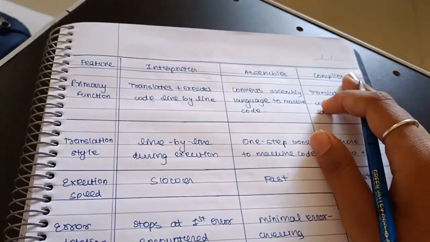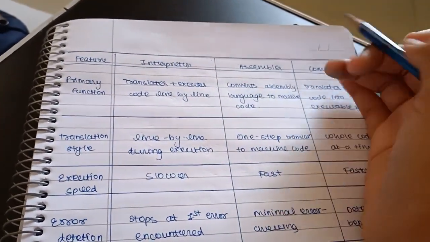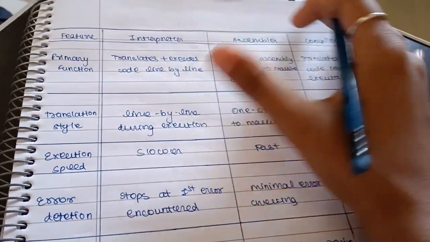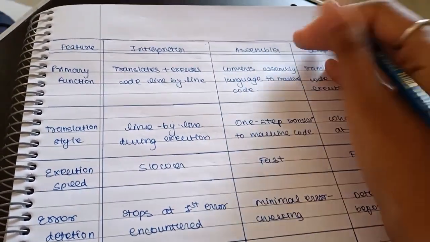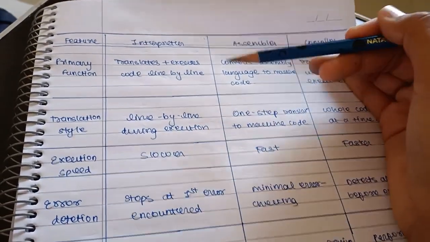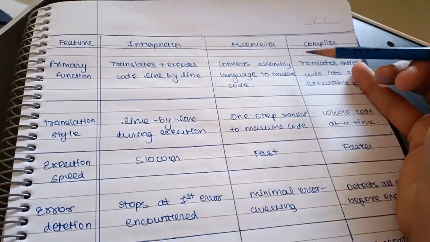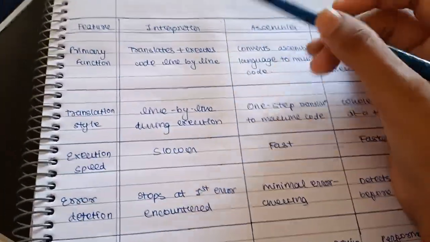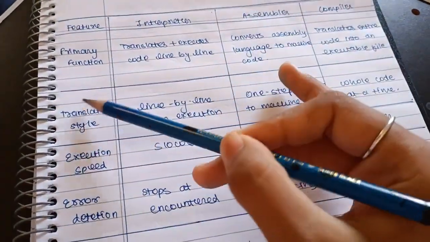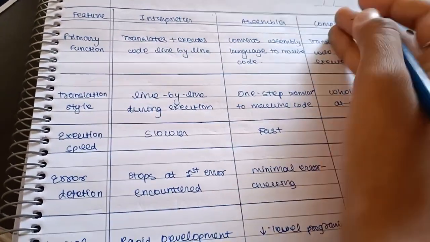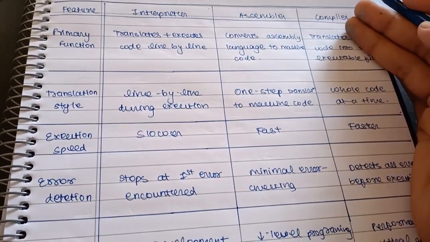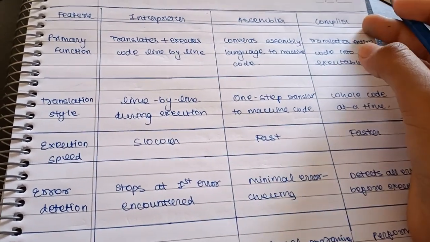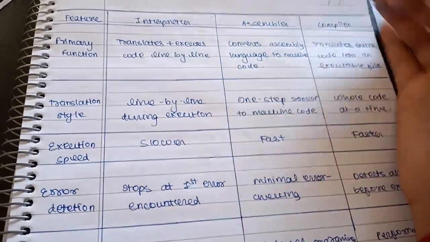Now let's see the comparison between the three of them. We'll go through this table and you will understand in what terms they are compared. Whenever you are asked to write the differences between the interpreter and assembler, or the assembler and compiler, or the compiler and interpreter, you can use this table. The first feature we will compare is the primary function. Whenever you write the differences, you might write the definitions and meaning of those things first, so it's better to start with the primary function.